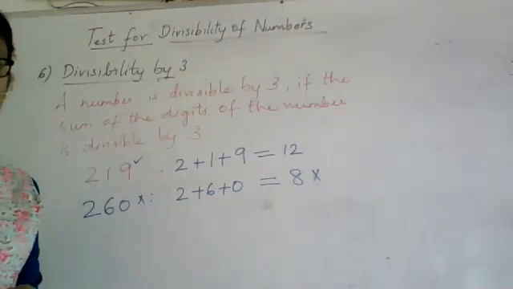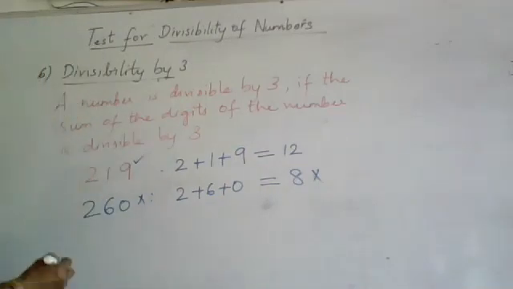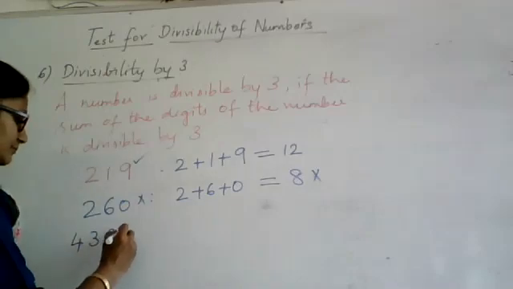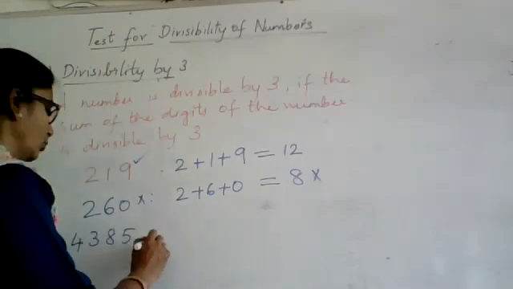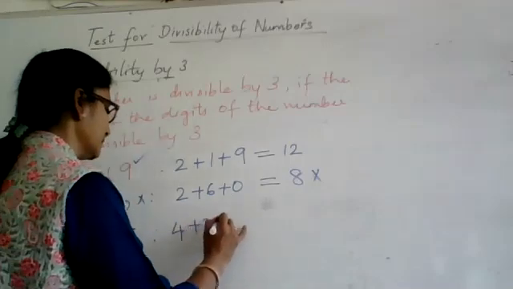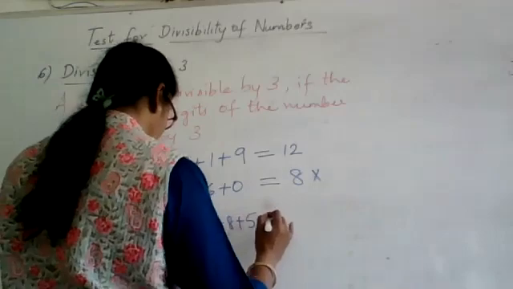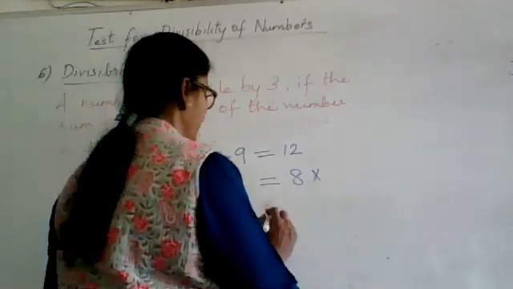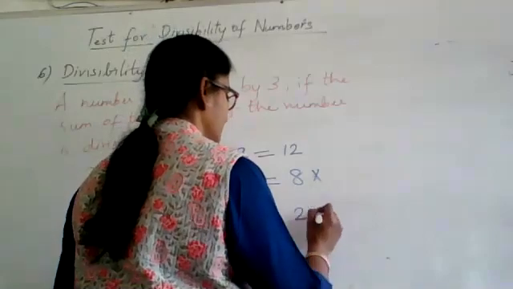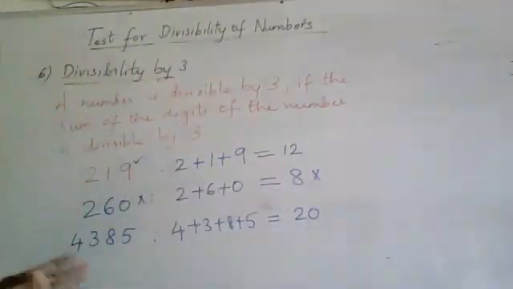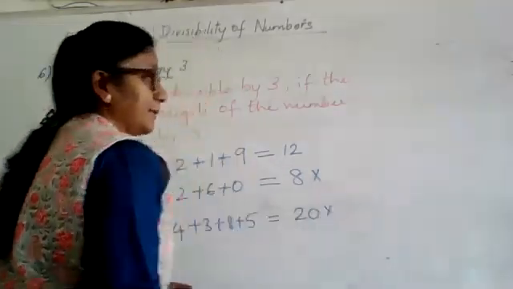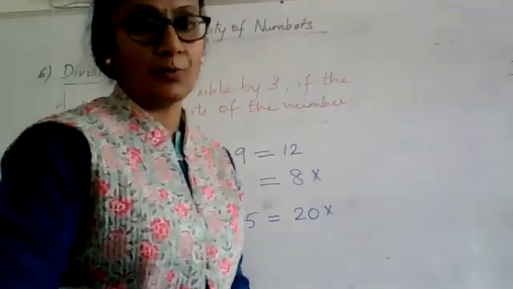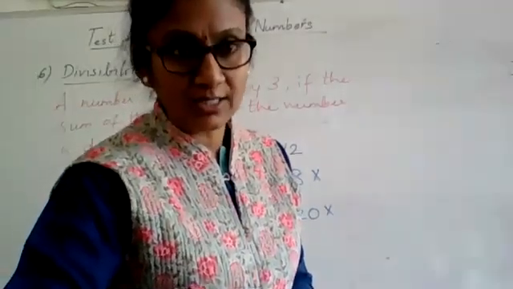So you understand the divisibility by 3? It can be a 4-digit number also. Suppose I take 4385. This is the number I have. So I go and add the digits 4 plus 3 plus 8 plus 5. How much do I get? 4 plus 3 is 7, 7 plus 8 is 15, 15 plus 5 is 20. Is 20 there in the three tables? No. So 20 is not divisible by 3. So the given number is also not divisible by 3.